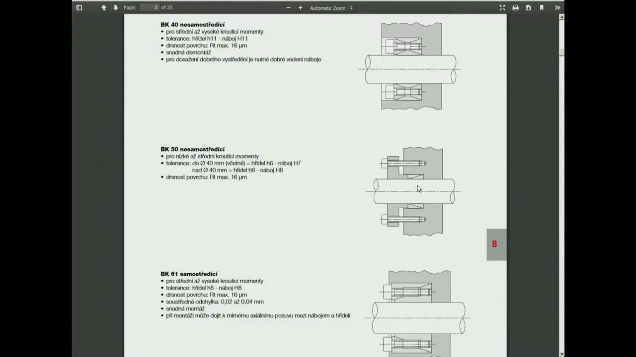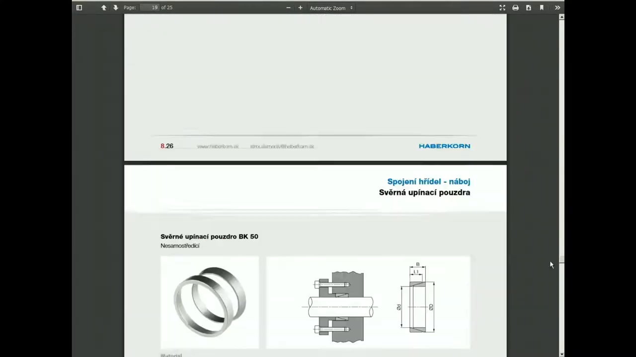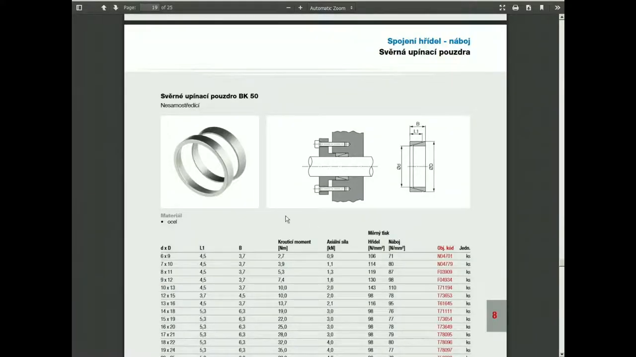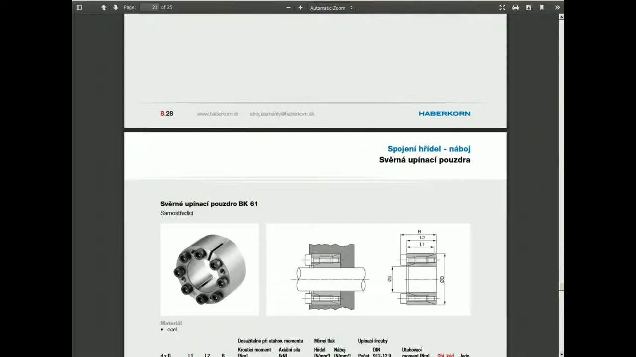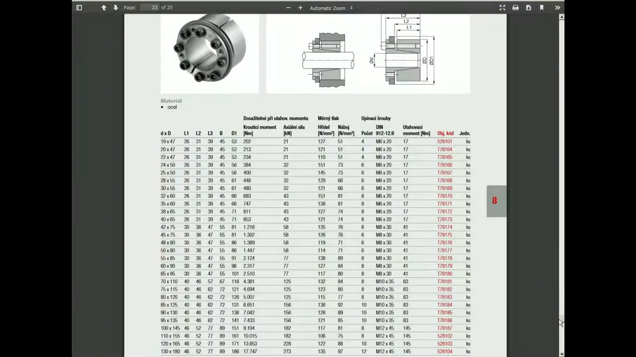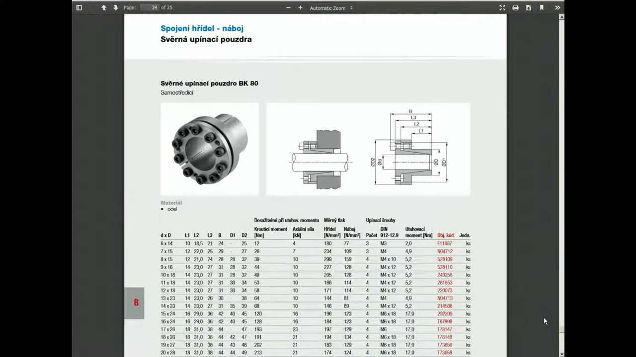And yes, this looks quite nice actually. BK50, is it? Yeah, BK50. And let's look at BK50. That's just a ring. So disappointing. But there must be something. And there will be, for sure. And yes, that's it. BK80.